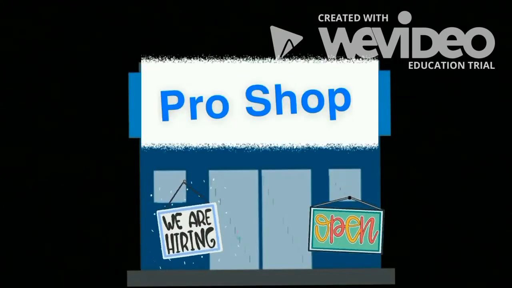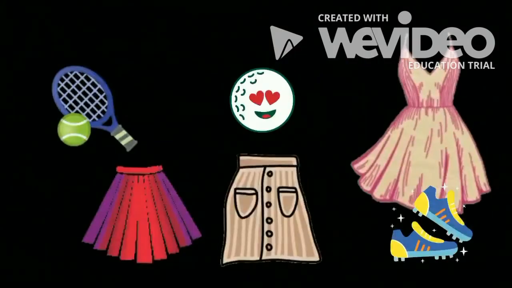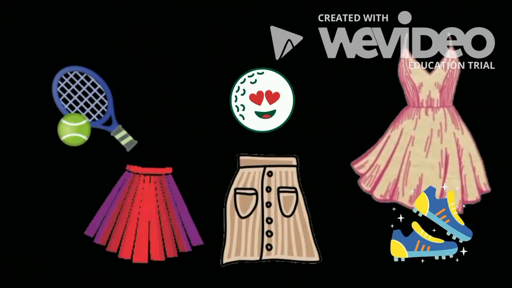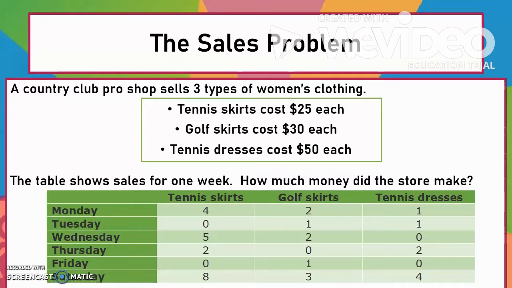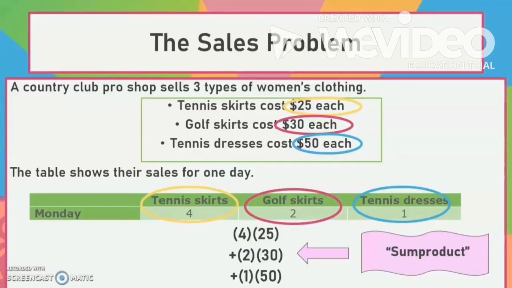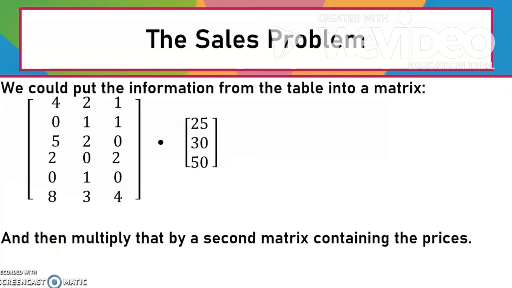A country club pro shop sells 3 types of women's clothing. We are given a table showing the store's sales of each type of clothing. We also know the price of each type of clothing. Using that information, we can calculate the total sales by using a sum product. We later learned that we could do the same thing for sales over the course of weeks or months by placing the data into matrices and calculating the dot product.